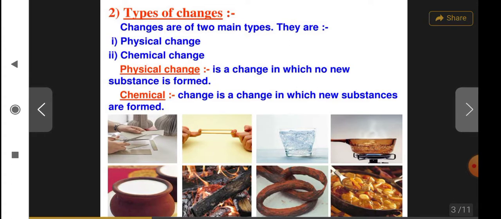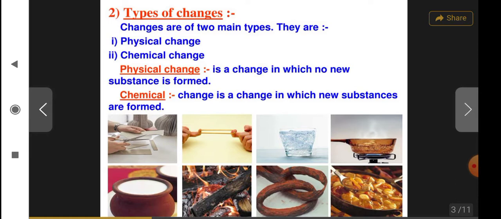But there are some changes in which new substances are formed. Like if we see formation of curd from milk, आप लोग भी अपने घर में नोटिस करते होंगे कि घर में जब हम दही बनाते हैं दूध से, so curd is a new substance, milk is a different substance and curd is a different substance, but curd is formed from milk. So here formation of a new substance is happening. That's why this is a chemical change.